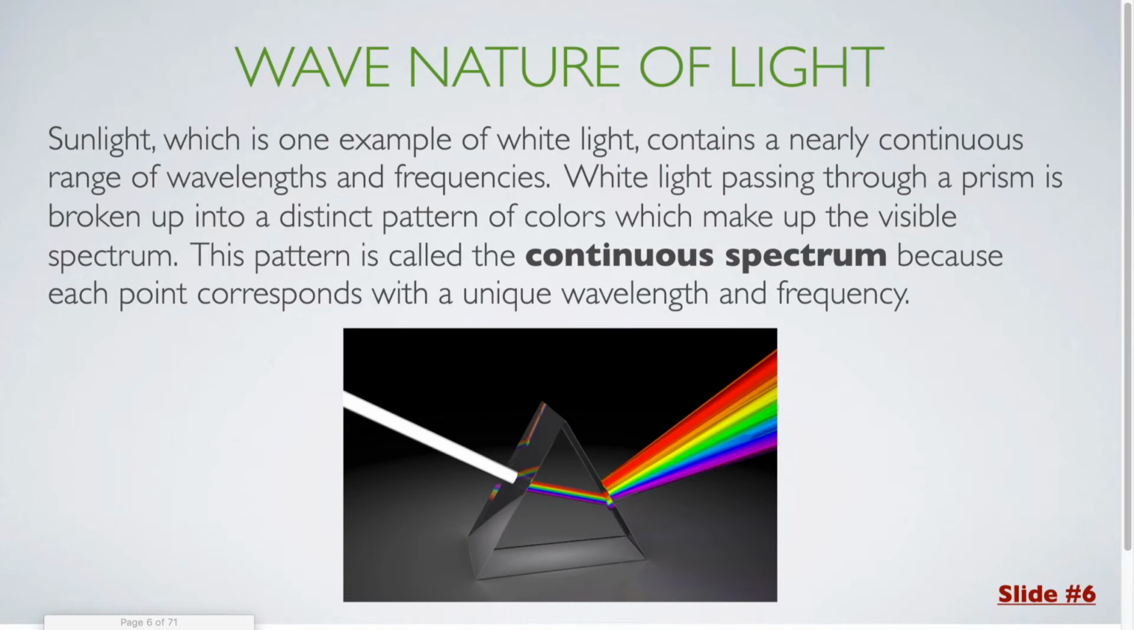Sunlight, which is one example of white light, contains a nearly continuous range of wavelengths and frequencies. White light passing through a prism is broken up into distinct patterns of colors which make up the visible spectrum. This pattern is called the continuous spectrum because each point corresponds to a unique wavelength and frequency.